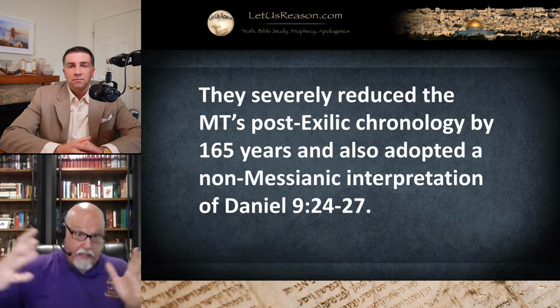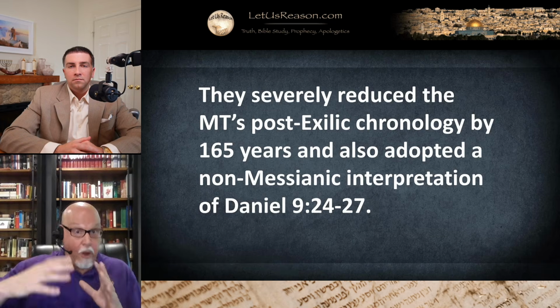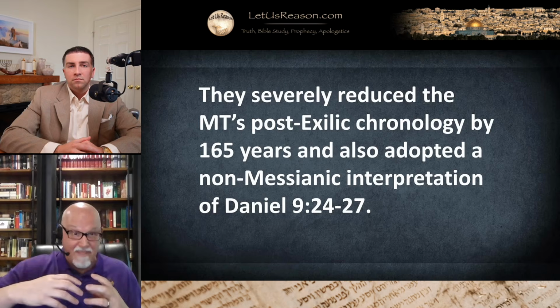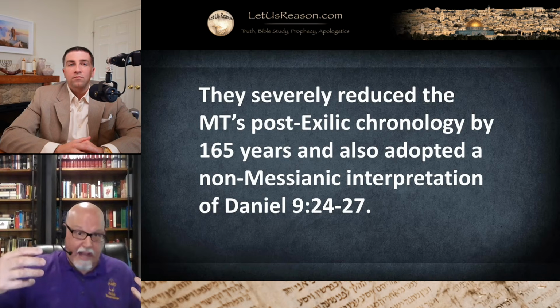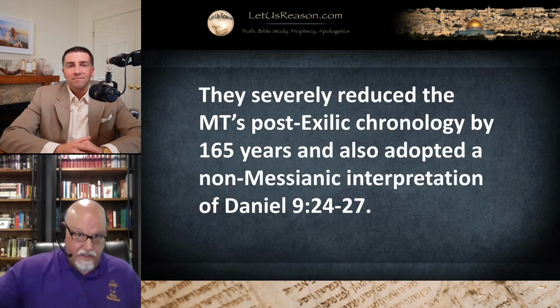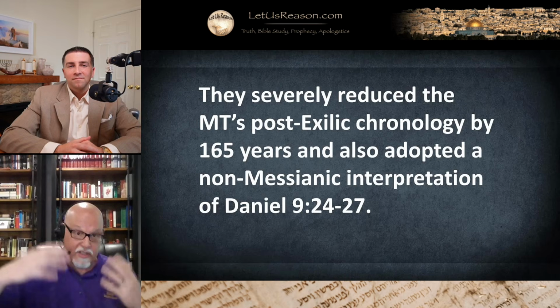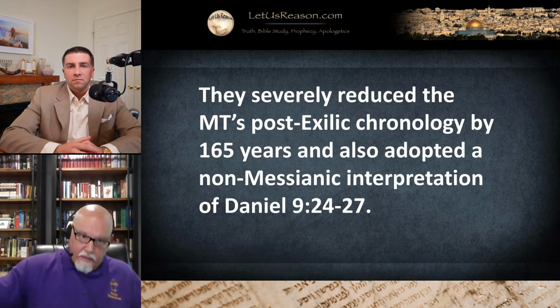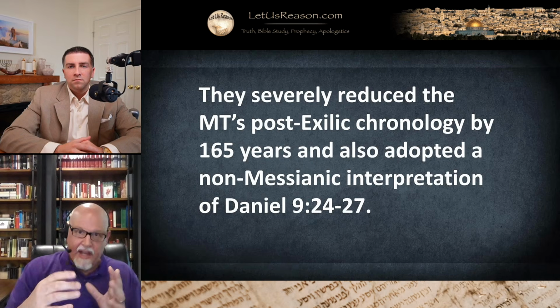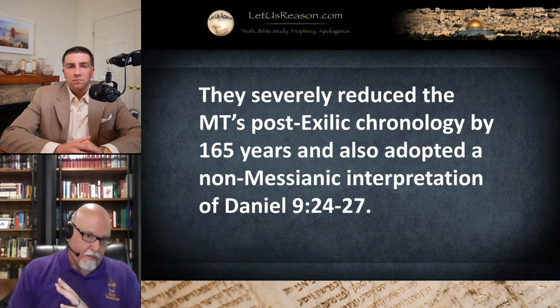They severely compress the post-exilic period. It's ahistorical. It makes the Persian era 52 years in length, which is utterly impossible. It's just literally impossible. It's non-historical. And so they compressed history, and they adopted a non-messianic interpretation of Daniel 9.